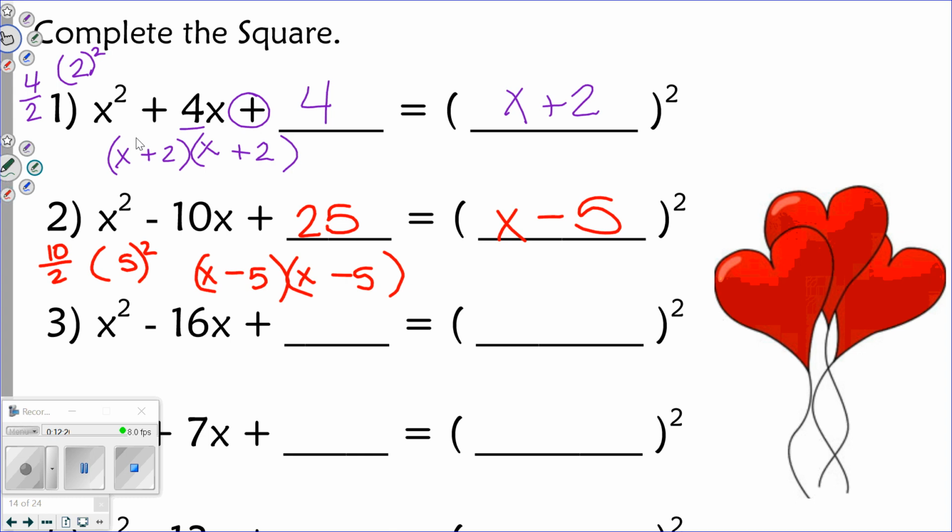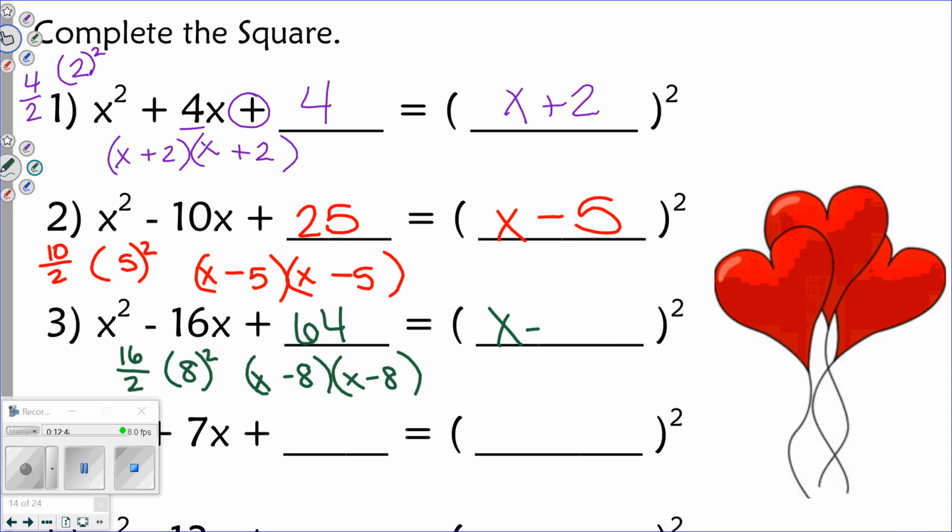What's your b value? The fact that it's negative? Don't care. 16 divided by 2 is 8, squared. So 64 is what you're adding to both sides. We okay with that? I know, again, I'm only working on a teensy little piece of this puzzle. So then how does this factor? x and x, what are your signs? So it'd be x minus 8 squared. So basically, when we have that answer, it's just a square root.